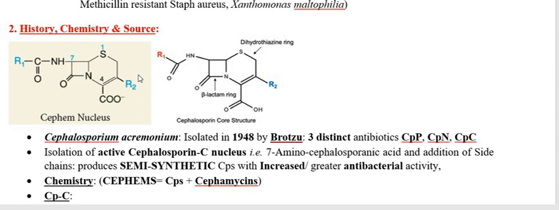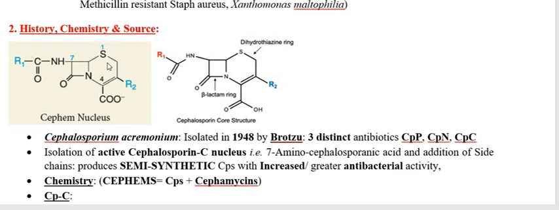However, when you change the structure at position number 3 of the dihydrothiazine ring, that changes the pharmacokinetic property of the cephalosporin as well as its metabolism. And change at position R1, which is called the side chain, results in the semi-synthetic cephalosporin.